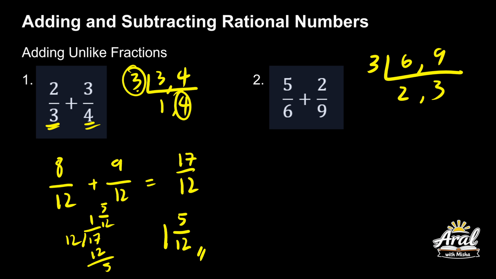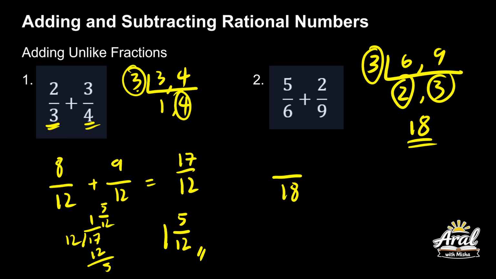Para makuha yung least common multiple, you need to multiply 3 times 2 and 3. Okay? 3 times 2, 6. 6 times 3 is 18. So, 18 yung LCM niya. So, in order to get 18, 18 divided by 6, ang sagot dyan is 3. So, you need to multiply the numerator by 3.